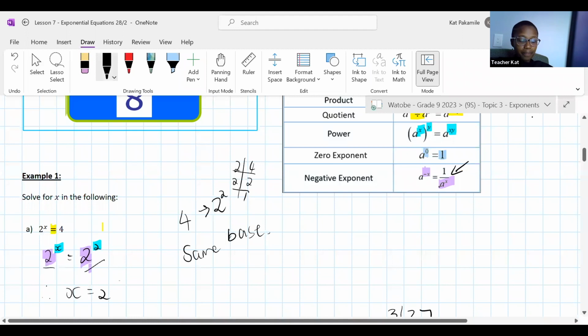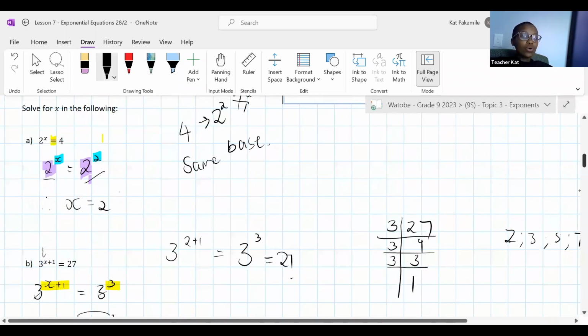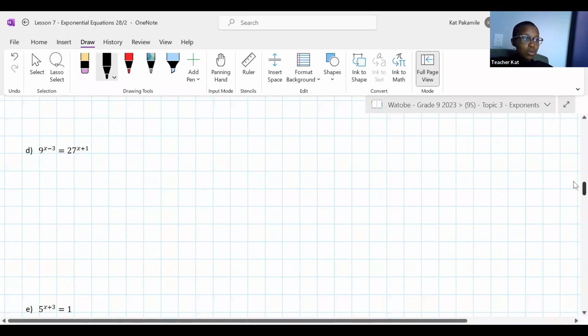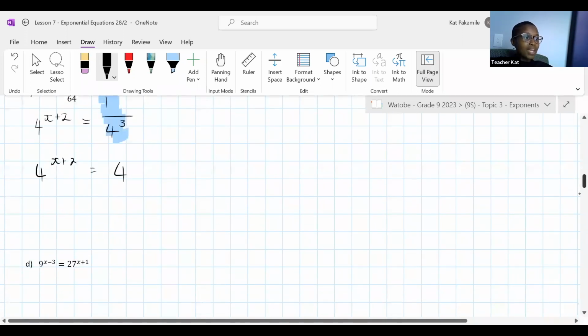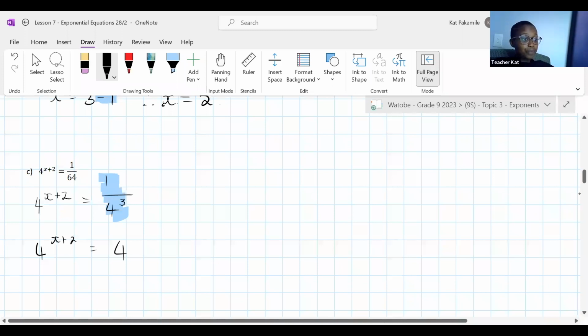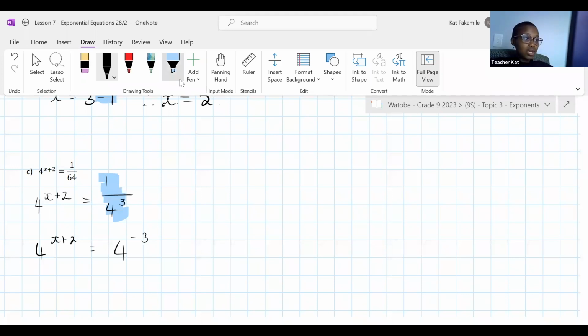I think it's going to be the negative exponent one. So we are going to be working backwards, so we're going to make it negative. Do you see that? Yes, okay. So it's going to be 4 to the power of negative 3. Now we have achieved what we wanted, which is the same base on both sides. We have a 4 there and we have a 4 over there. Once we have the same bases, what's the way forward?